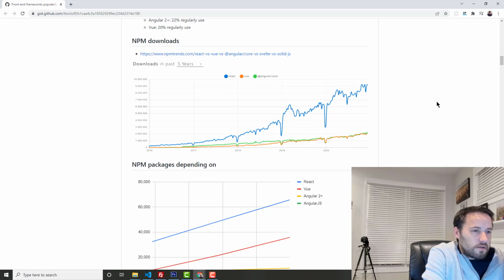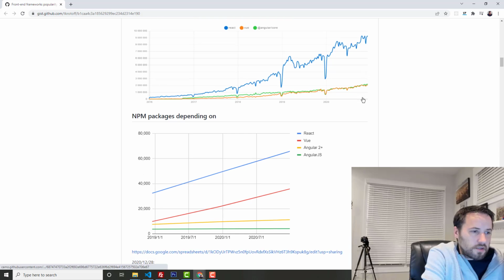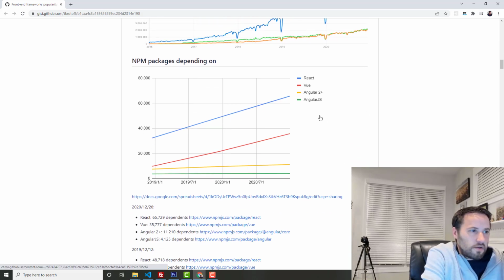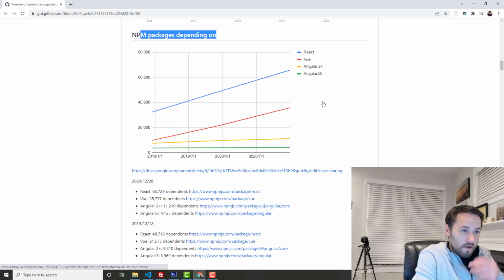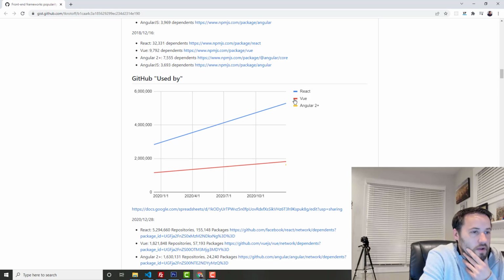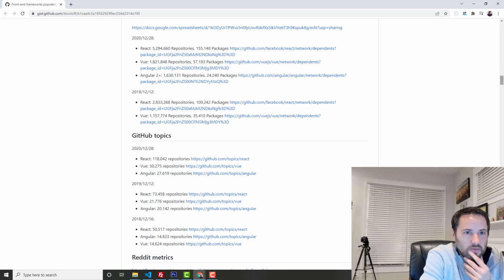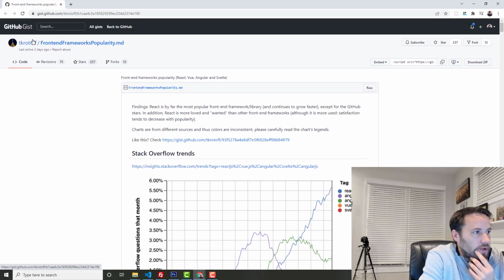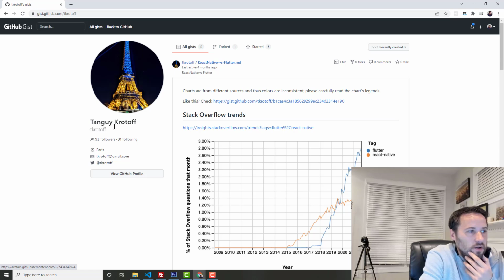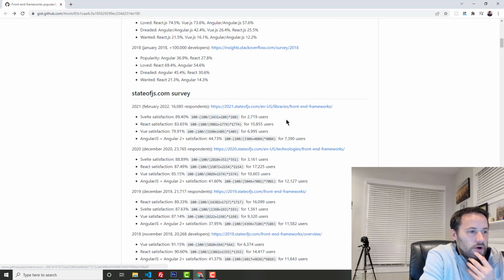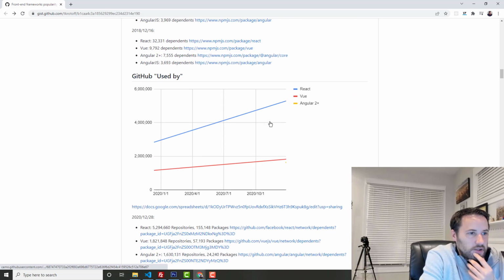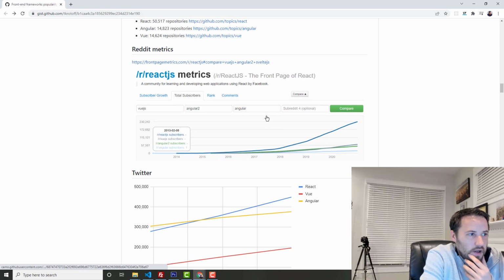So some of these other articles here, you can see NPM downloads completely crushes the competition as far as React is concerned. NPM packages that are depending on React are way higher than both Vue and Angular here. GitHub used by React is crushing it. And by the way, I should give credit to this article, whoever made this, this guy here from Paris, France, Tengai Krotov.